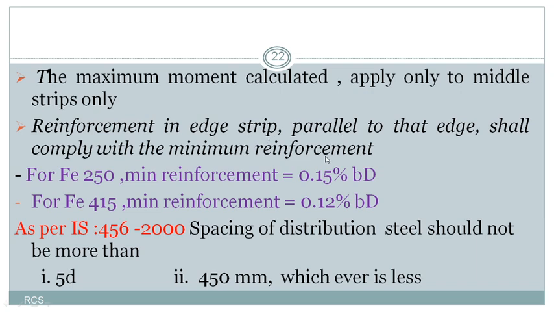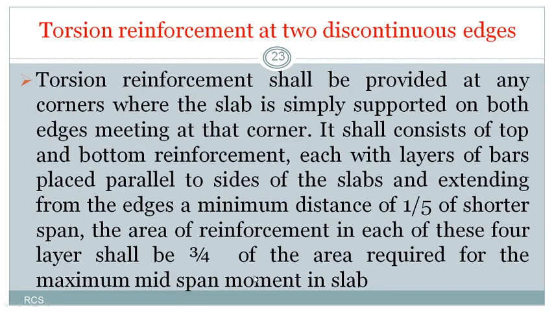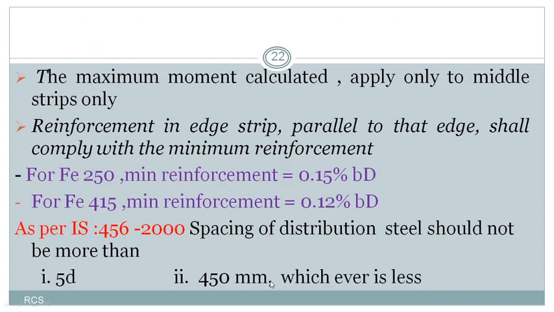That minimum reinforcement we know, that is if you are using Fe 250, the minimum reinforcement provided is 0.15% of BD. For Fe 415, the minimum reinforcement will be provided at 0.12% of BD. And the same thing, they have to satisfy the spacing criteria also. For this, we have to provide spacing of 5D or 450 mm, whichever is less.